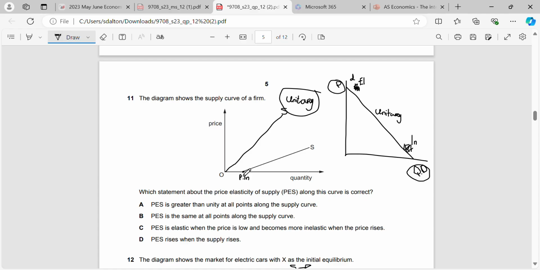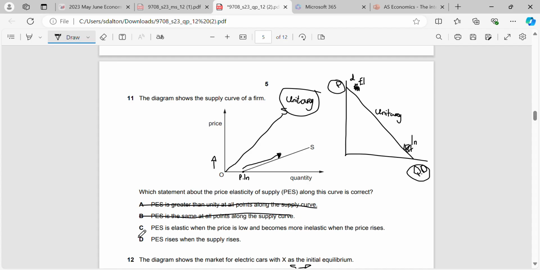Same thing will happen as we move up along this supply curve, our PES value is going to rise as we move up along it, because we get more responsive to the change in price that's happening here. Okay, so PES is greater than unity at all points along the supply curve? We've just disproven that. PES is the same? We've just disproven that as well.